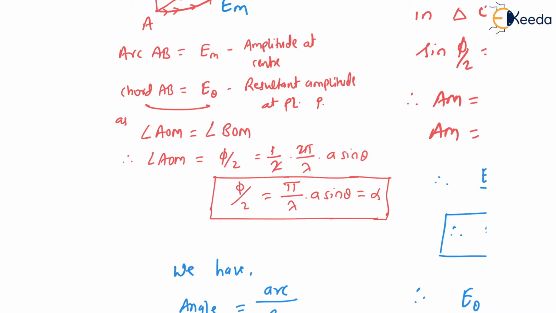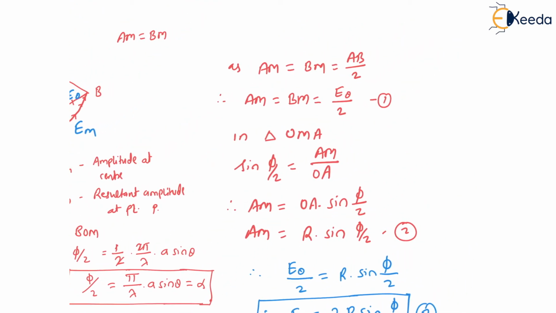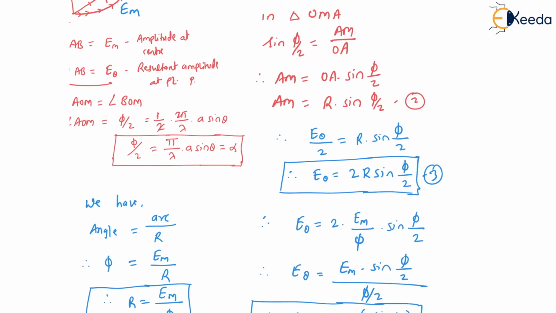Then to find the relation between EM and E theta, here AM and BM will be equal, so this will be half of AB. So this will be E theta by 2. Then by simple geometry, we can find sine phi by 2, and we have found AM as r into sine phi by 2.